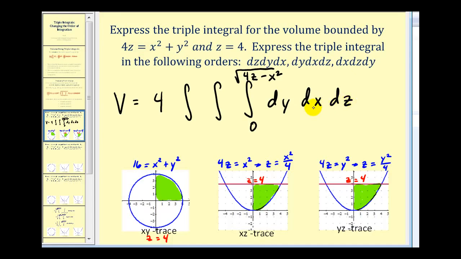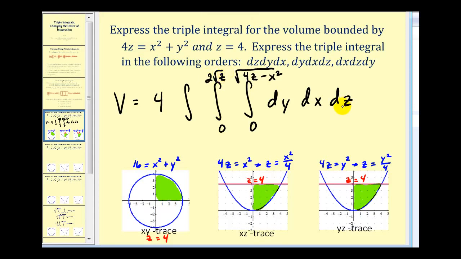And now for the limits of integration for x, which must be expressed as a function of z, we'll look at the xz trace as we see here. So x starts at 0 and then goes out to this parabola, and the equation of the parabola is 4z equals x squared. So to express this as a function of z, we'll have to solve this equation for x. So if we square root both sides of this equation, we would have x equals the square root of 4z, or 2 square root z. So x starts at 0 and it goes up to 2 square root z.